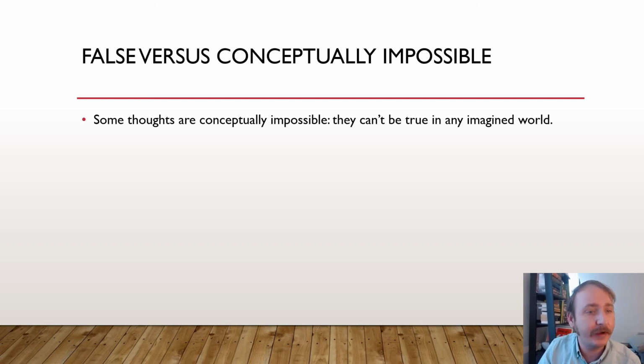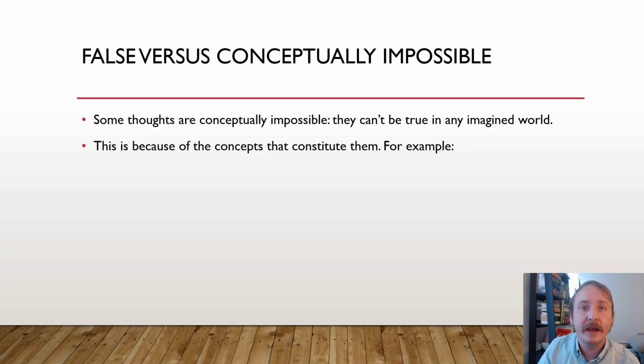So here are a few examples of these conceptually impossible thoughts. They are conceptually impossible because of the concepts involved. So: all triangles have 4 sides. Note that if something is a triangle, it must have 3 sides, right? So saying that all triangles have 4 sides is conceptually impossible. If you put this thought into any set of thoughts or beliefs, it's going to be an inconsistent set, right?